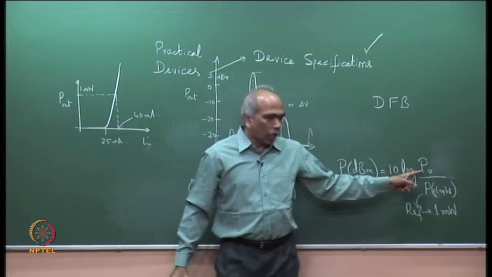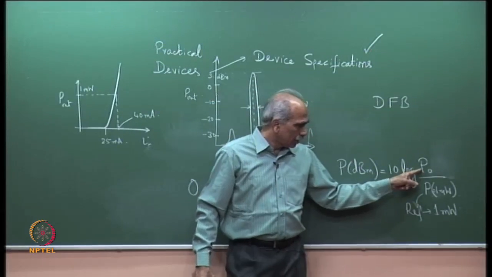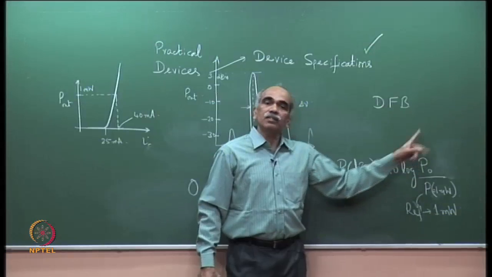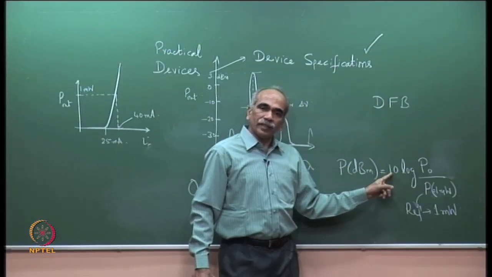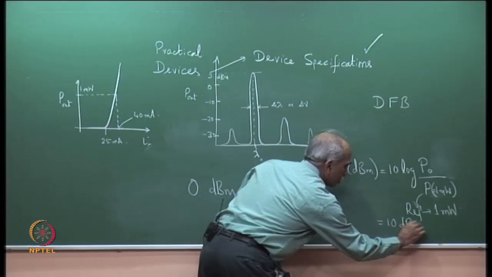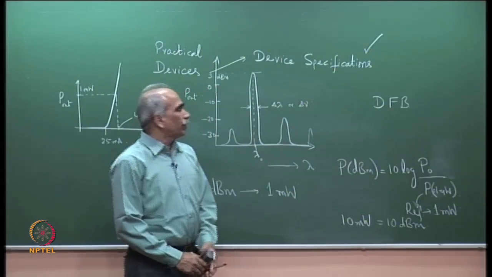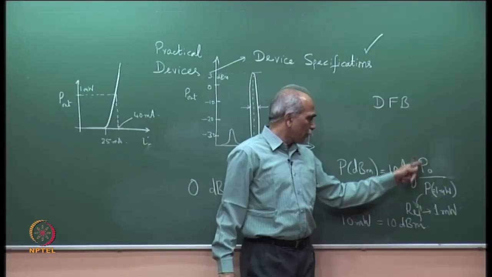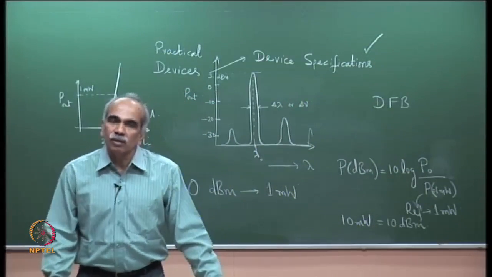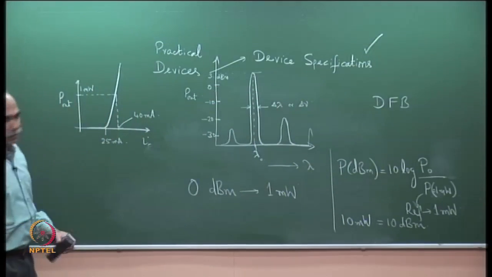What it means is, if the output power is 10 milliwatt and the denominator is 1 milliwatt, this ratio is 10. Log 10 is 1, multiplied by 10, so this is 10 dBm. So, 10 milliwatt power is equal to 10 dBm. If the output power is 1 milliwatt, log 1 is 0, so 0 dBm. So, 0 dBm is 1 milliwatt, and so on. Those of you who are not familiar, put some numbers and be familiar with it.